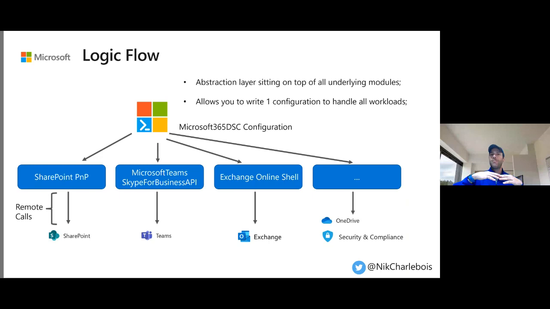So if those modules ever change, or if we decide, for example, because one thing we have on the roadmap is to drop the support from some of those dependencies and start using the Graph more, right? It doesn't change your configuration. All you need to do is write your configuration. You don't really have to care what's being called under the cover, right? That's part of the logic of Microsoft 365 DSC. So it's one configuration to rule them all, pretty much.